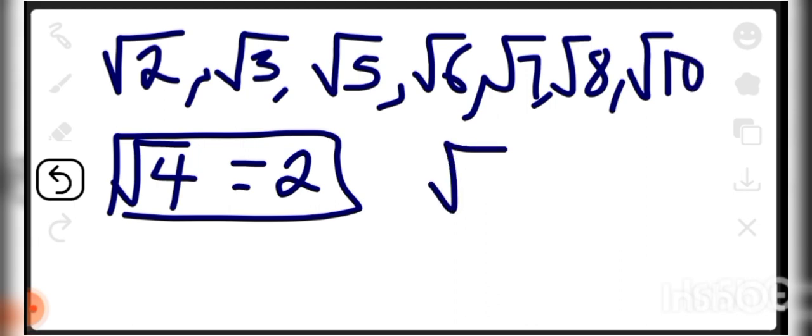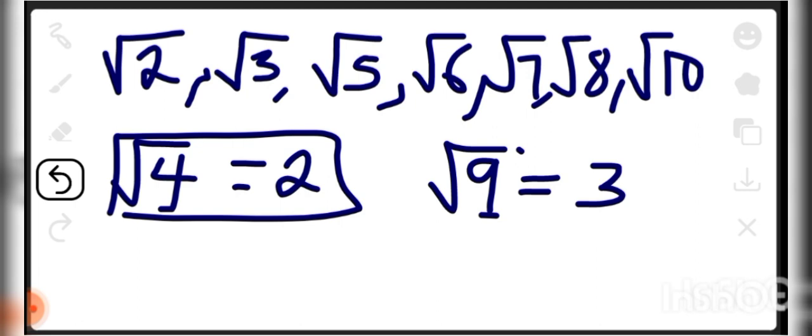Now the square root of 9 is also not a surd. Why? Because if you take the square root of 9, you are going to have 3, because 9 is a perfect square. 4 is a perfect square. So you're going to be looking at square roots as surds. So just take note of this.